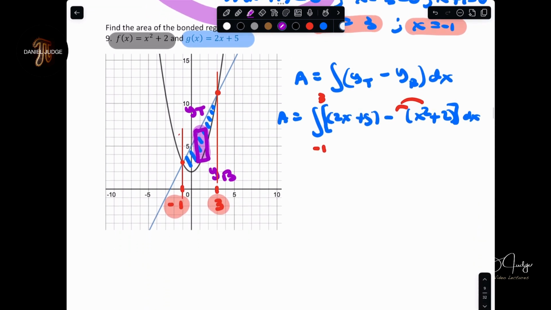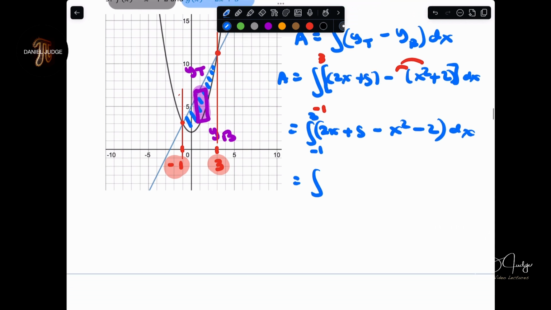Okay, now distribute here. So that area is going to be, I'm going to put the integral here: 2x plus 5 minus x squared minus 2, from -1 to 3, dx. And let's see what we get now. Let's make sure we do our algebra okay. 2x minus x squared, plus 5 minus 2, that's a +3. So good. -1 to 3.